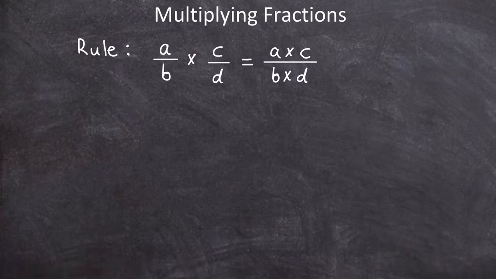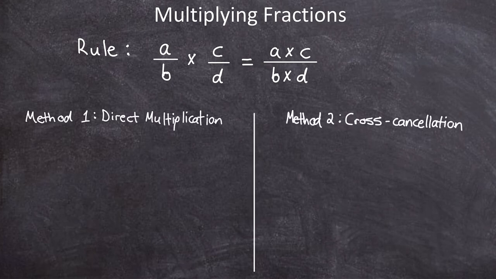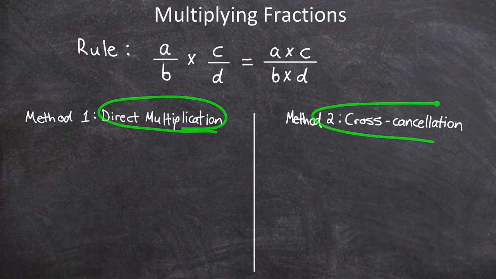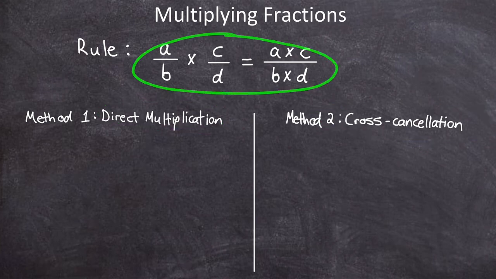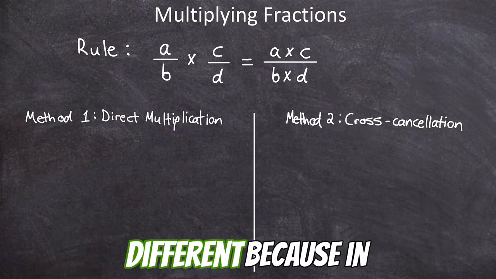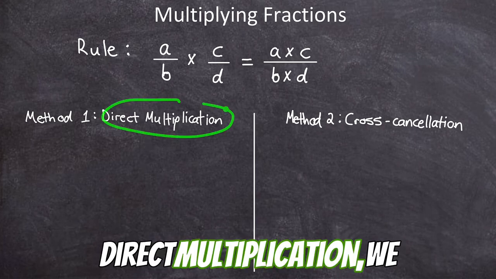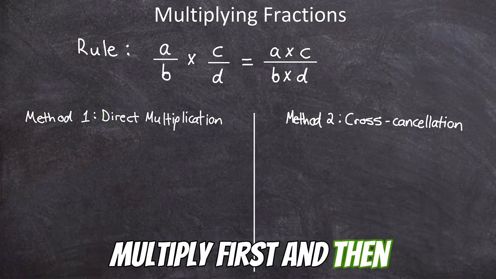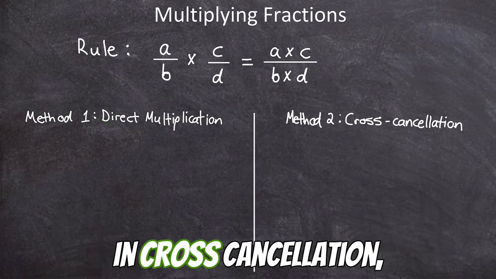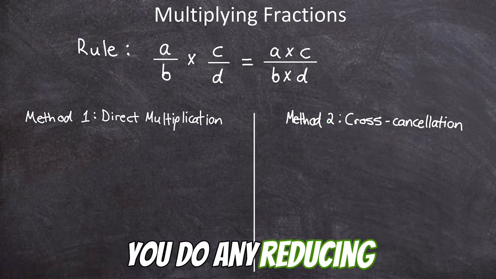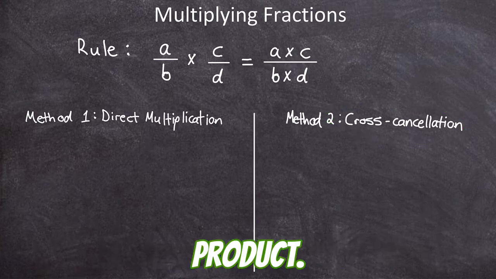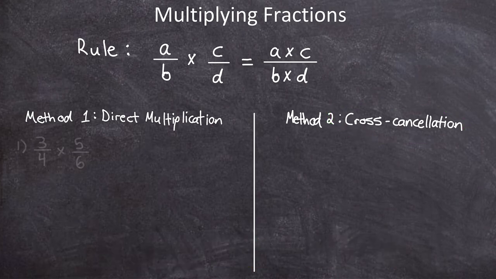And there are actually 2 different ways we can go about multiplying fractions, so I'll break it up into 2 different parts here. Notice we have 2 methods for multiplying fractions, direct multiplication and cross cancellation. They both use this rule, but they are slightly different because in direct multiplication, we multiply first and then reduce our answer. But in cross cancellation, you do any reducing first and then find your product. So let's do a few examples of each.